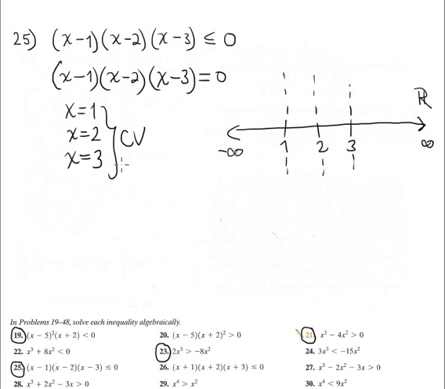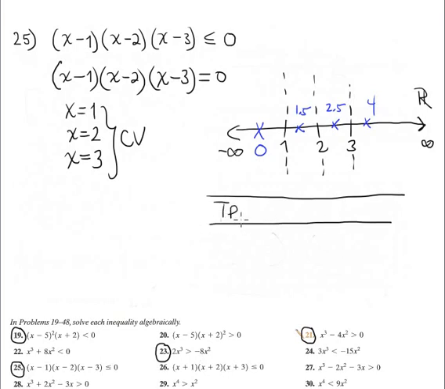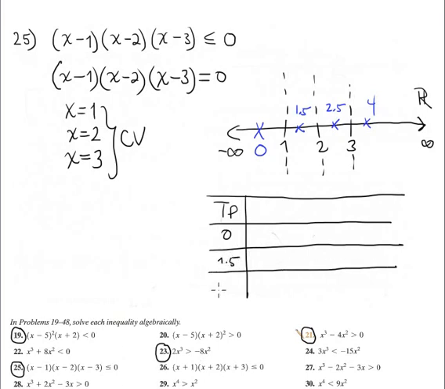And you select an arbitrary testing point: 0, 1.5, 2.5, 4. Okay, let's do it in the chart. This chart contains the four testing points: 0, 1.5, 2.5, and 4.